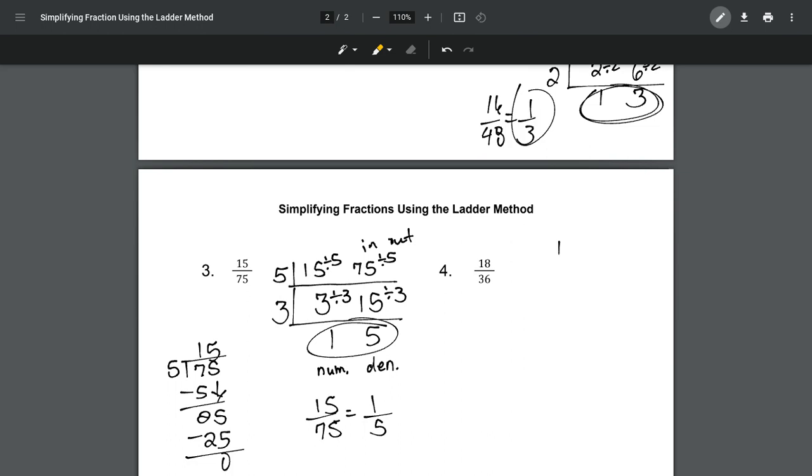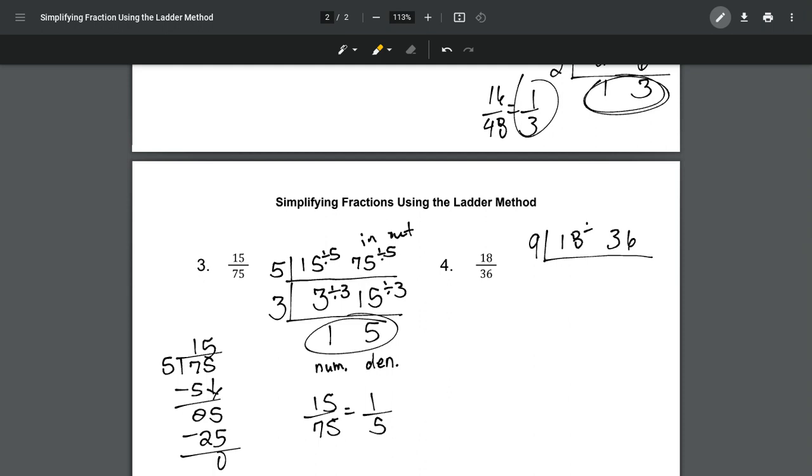All right, let's try 18 and 36 on the ladder. Okay, so 9 automatically comes to mind. Of course, you could have used 6. That also works. 18 divided by 9 is 2, and 36 divided by 9 is 4. Draw another piece of the ladder.